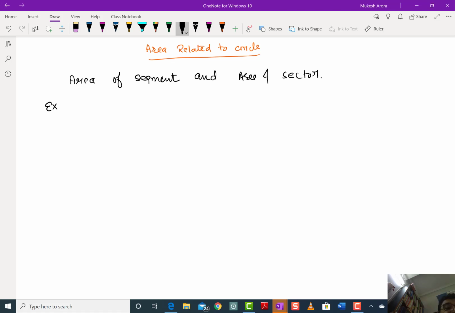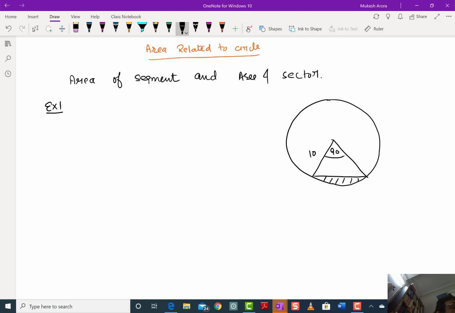First example today: a chord of a circle with radius 10 centimeter subtends a 90-degree right angle at the center. Find the area of the minor segment and find the area of the major segment.